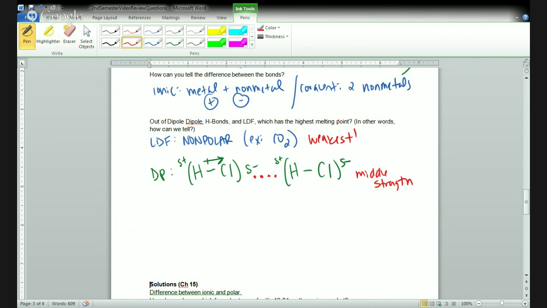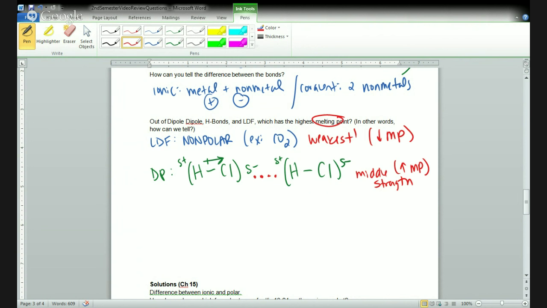So if we were talking about which one would have the highest melting point, if we had something that had London dispersion compared to something with dipole-dipole, the dipole-dipole would have the higher melting point because its forces are stronger to break than the London dispersion. So the easier you are to break, the less energy you need to melt, the lower your melting point. The stronger your force, the more energy you need to break, the higher your melting point.